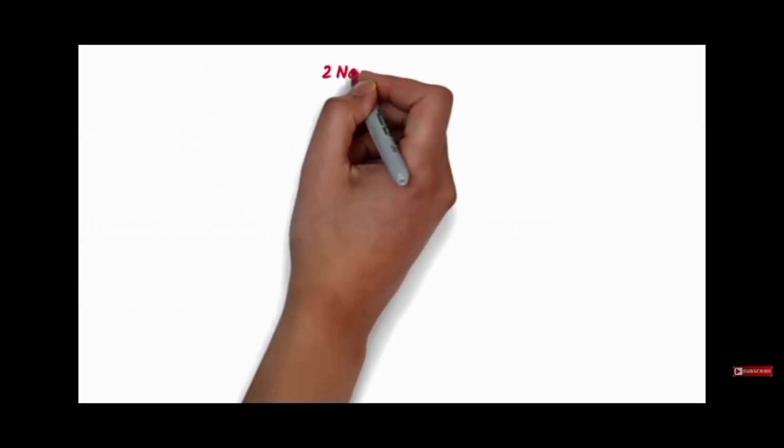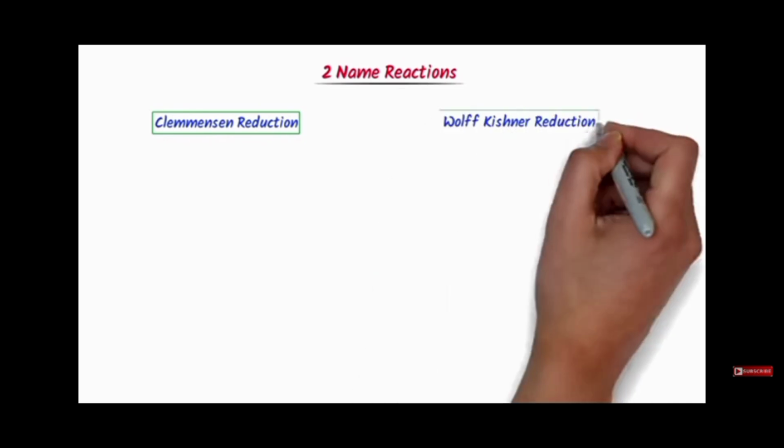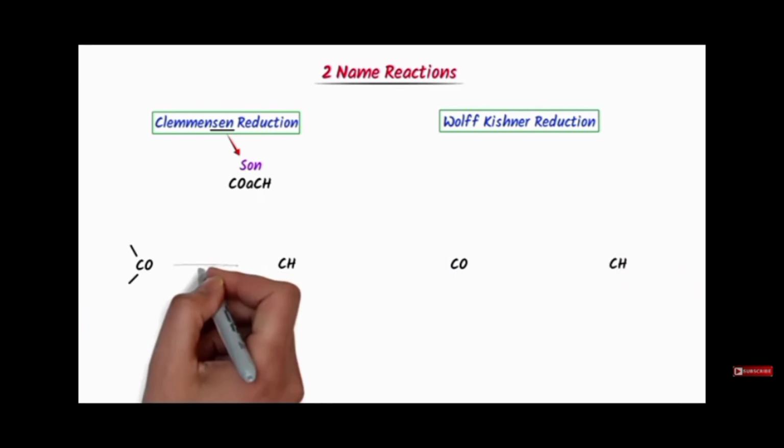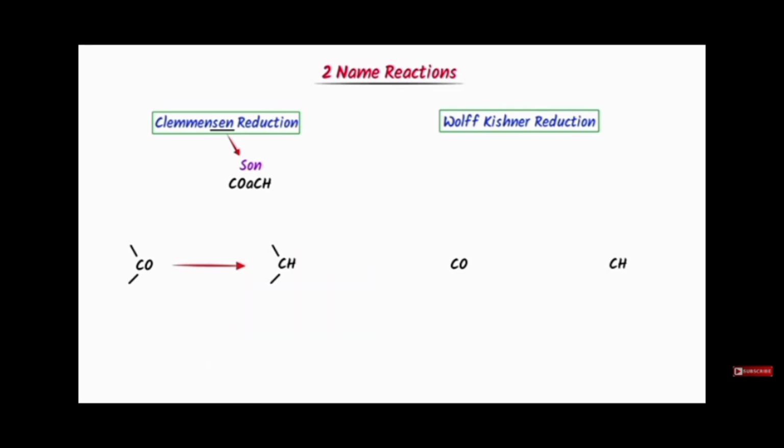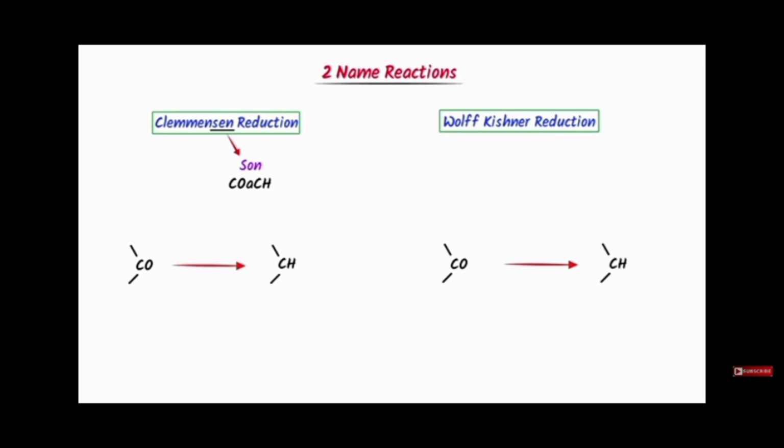Now let me teach you two more reactions: Clemmensen reduction reaction and Wolff-Kishner reduction reaction. Now listen carefully. In Clemmensen, there is a word son. We know that every son needs a coach. Remember that I write here CO and I write there CH. Similarly, I write here CO and I write there CH. This CO is the reactant and this CH is the product. Also, this CO is the reactant and this CH is the product.